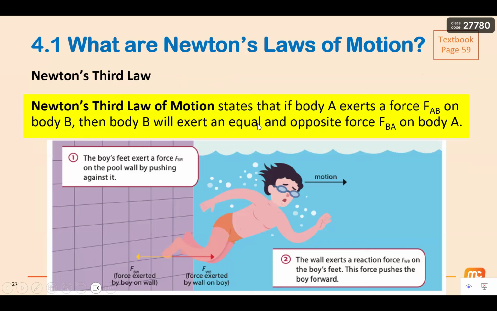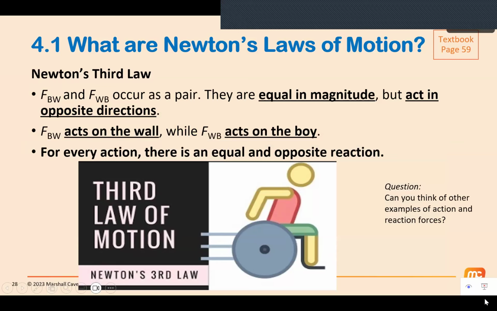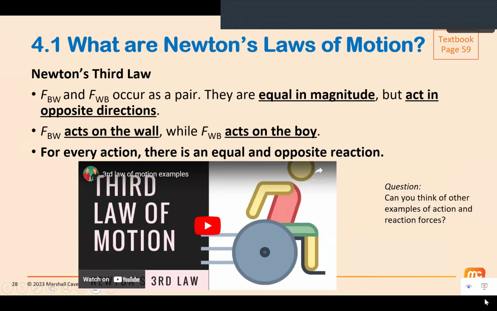Newton's third law of motion states that if body A exerts a force on body B, then body B will exert an equal and opposite force on body A. One of the forces is called an action force and the other is called a reaction force. We say that for every action, there is an equal and opposite reaction.